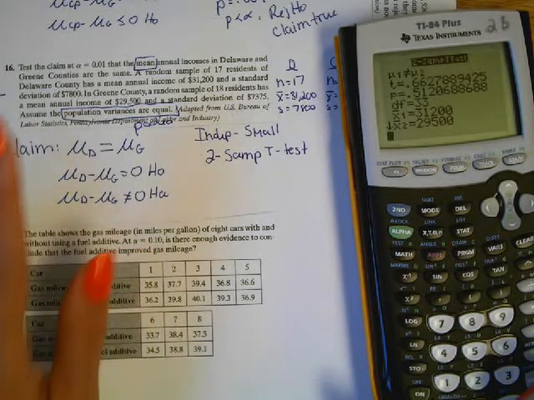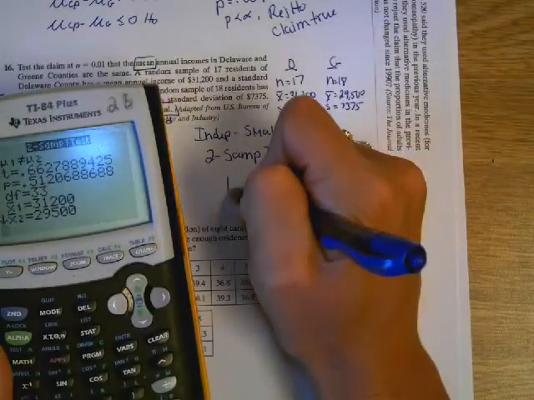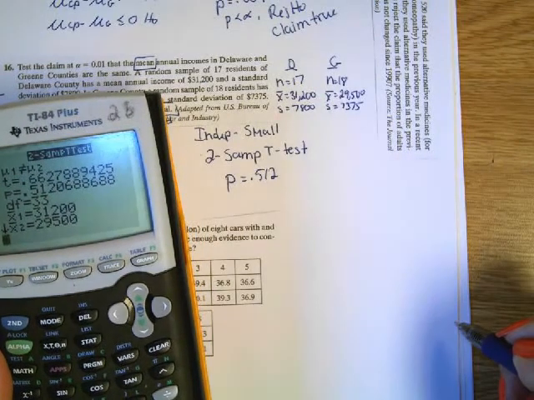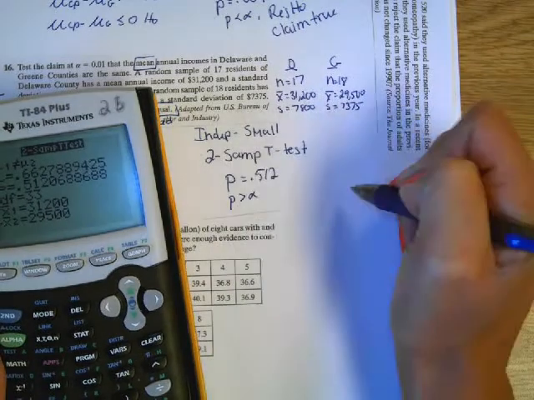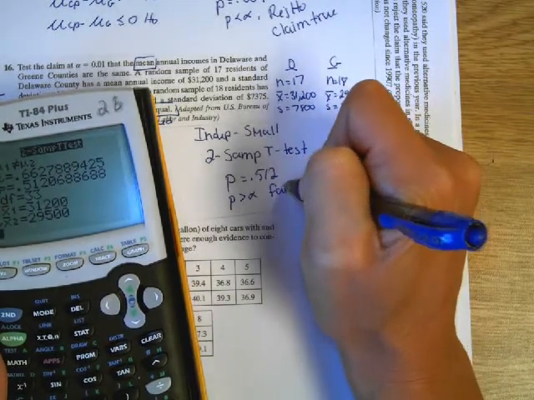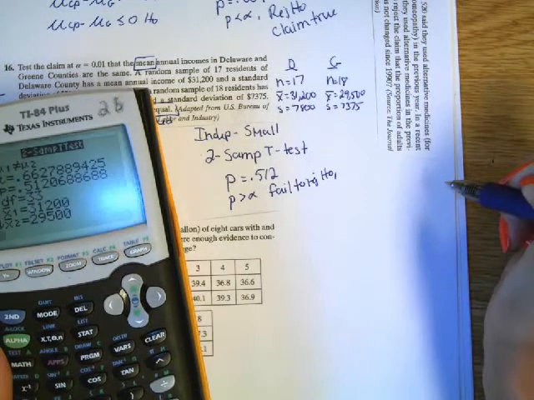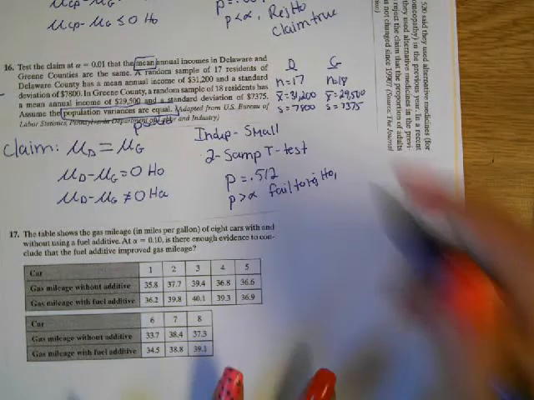Calculate. And again, the p-value. High probability, 0.512. So that is greater than alpha. So we're going to fail to reject the Ho. And then what are we saying about the claim? Neef is correct.